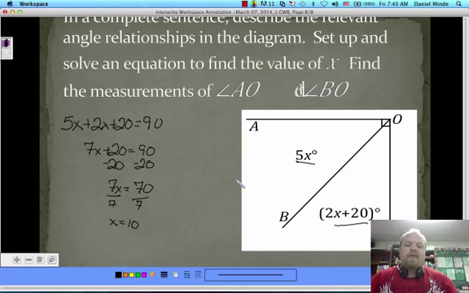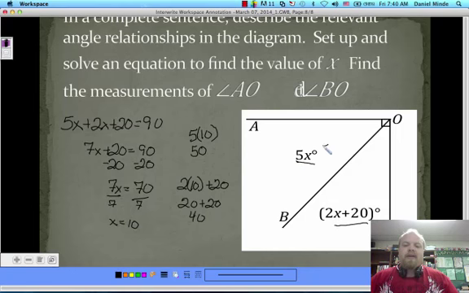Now, that answers my question for x, but it doesn't tell me what these angles are. So I'm going to put my value for x back in. 5 times 10 is 50. And then I have 2 times 10 plus 20. 2 times 10 is 20, and 20 plus 20 is 40. And 50 plus 40 is 90. So this angle here is 50 degrees, and this angle here is 40 degrees. It falls within the complementary definition that two angles you add together equal 90 degrees.